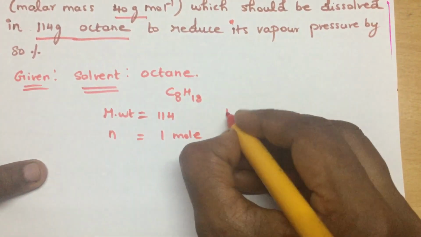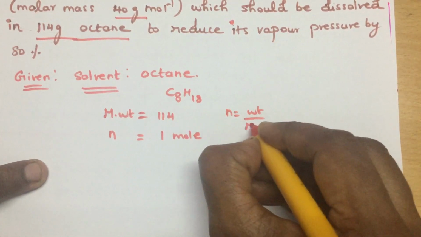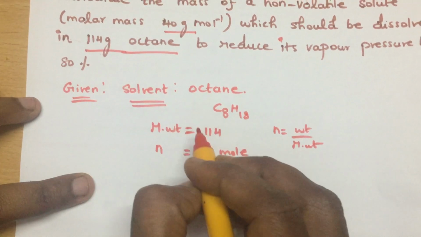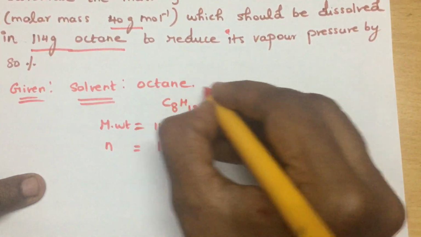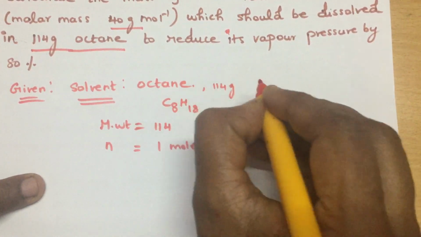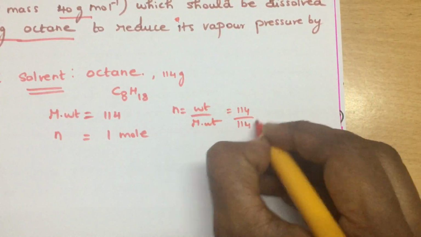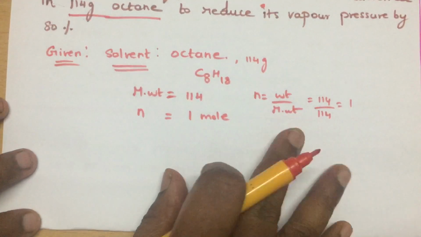So how did I find it? n is equal to weight divided by molecular weight. Given weight is 114 grams. So 114 divided by 114 is equal to 1. Number of moles is equal to 1.